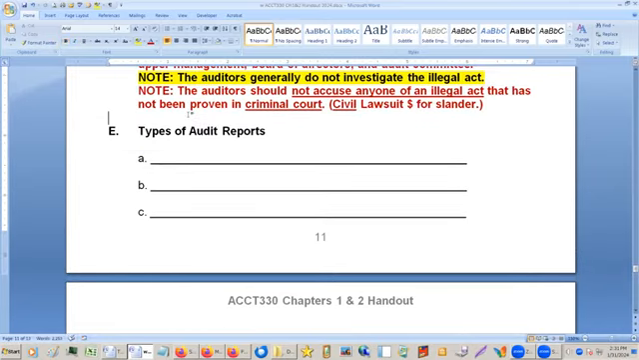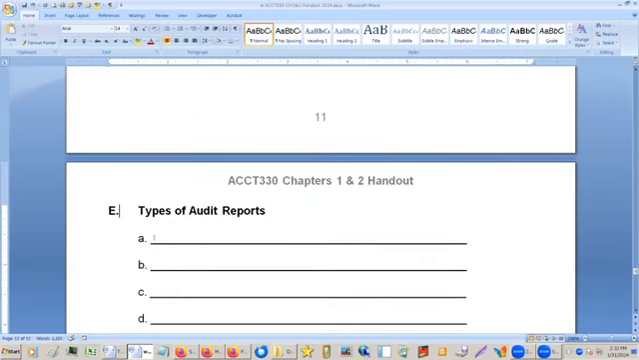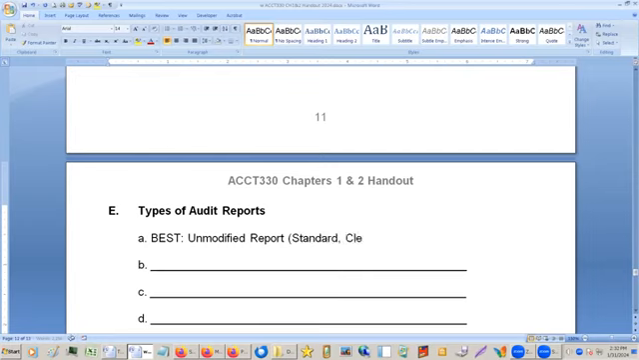Types of audit reports. Okay, the first one is the best one. It is the unmodified report. It has different names. Sometimes called the standard report, clean report, unqualified report.